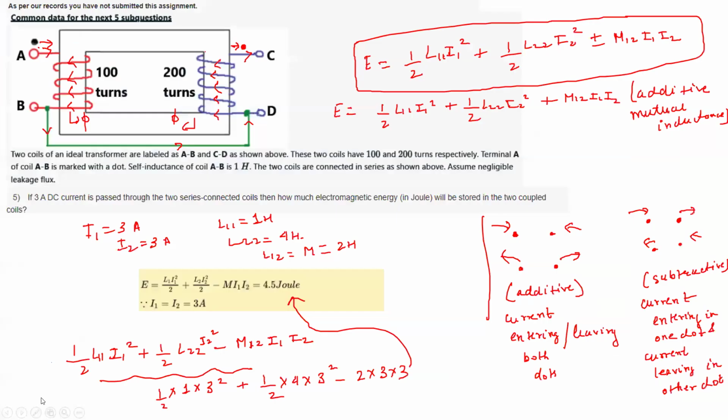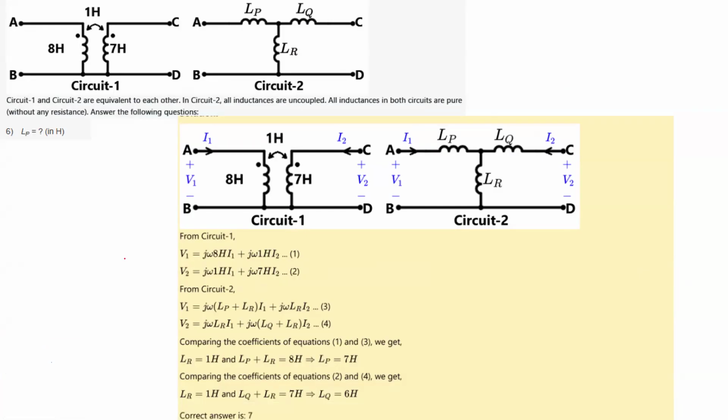So this is the next question. This is the data for the next set of questions. Here they have given you two circuits. They are saying that all inductances are uncoupled, so are pure without any resistance. This is the primary side inductance, this is the secondary side inductance. So this is basically two coupled inductors.